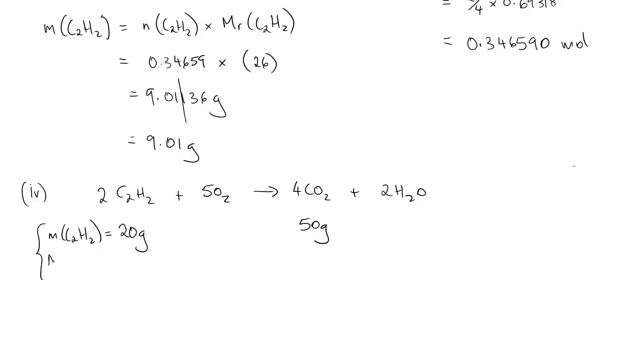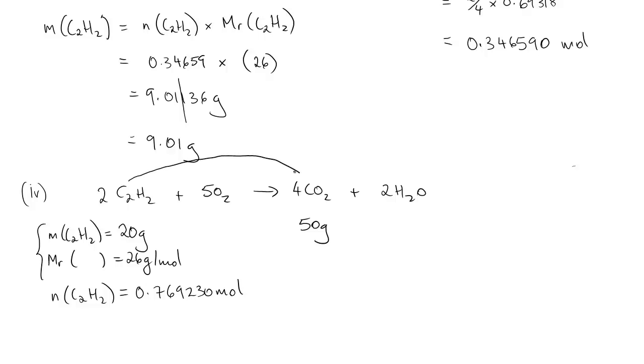working out the molar mass. So we already determined that the molar mass is 26 grams per mole. We also have to figure out the mole of C2H2, which is 20 divided by 26, which gives us this value.